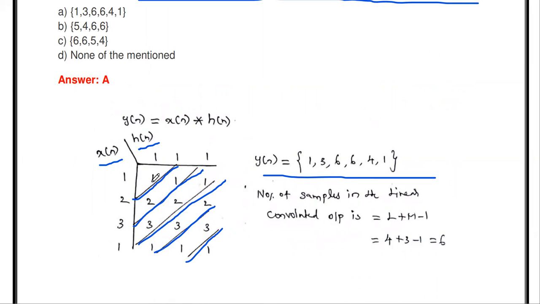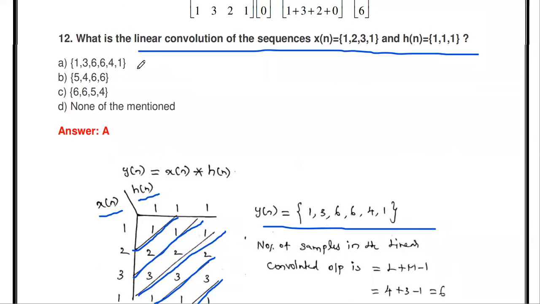So the first answer is 1. The second answer is 2 plus 1, 3. Then 3 plus 2 plus 1, 6. Then 1 plus 3 plus 2, 6. Then 4, then 1. This is the answer: 1, 3, 6, 6, 4, 1. This is the linear convolution output.